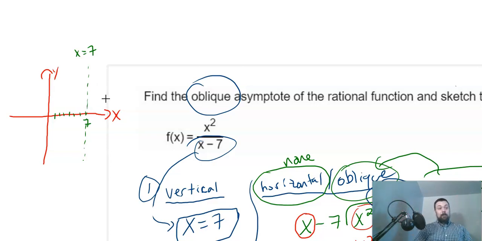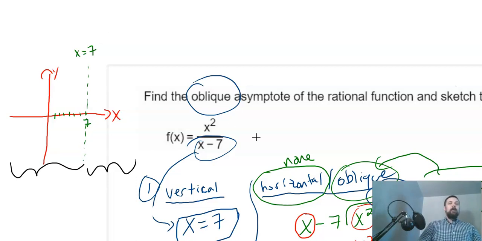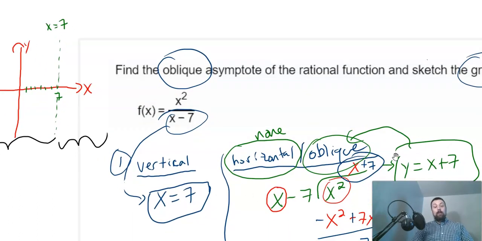And it becomes our job to locate both halves of the graph. So I need to figure out what the graph looks like to the left of this vertical asymptote and to the right. And it may require that I plot points in both regions in order to do that. Now the oblique asymptote is a linear equation. So we are graphing a line. It's y equals mx plus b, right?